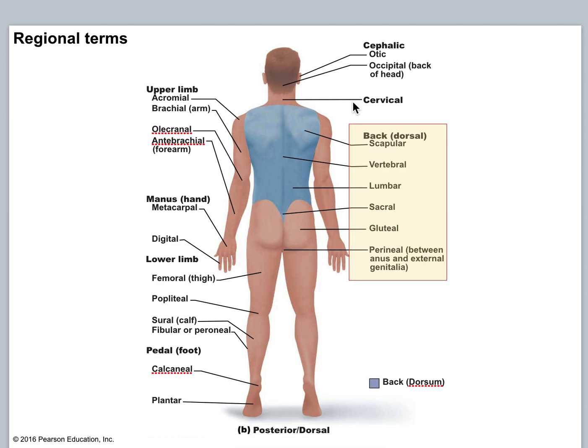In the back, there's several regions of the back. The dorsum of the back is the scapular region, or the shoulder blade area. The vertebral region, which is the midline vertebral column. You have the lumbar region, which is the lower back area. The sacral region is below the lower back. The gluteal is the butt cheek area. Perineal is the region between the anus and the external genitalia.